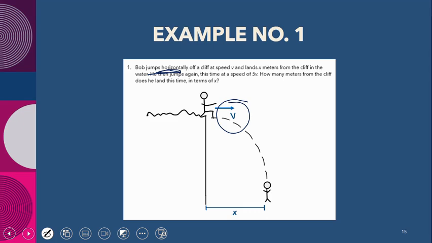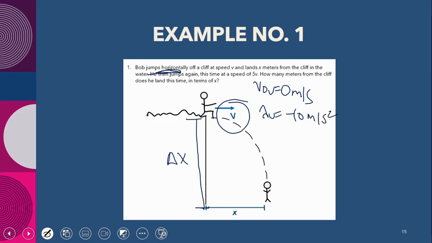Okay, so I want to analyze Bob's vertical motion in both scenarios. So in both scenarios, he jumps from the same height. He covers the same change in displacement. In both scenarios, he has a starting vertical velocity of 0 meters per second, and he has an acceleration of negative 10 meters per second squared. So what does this mean?